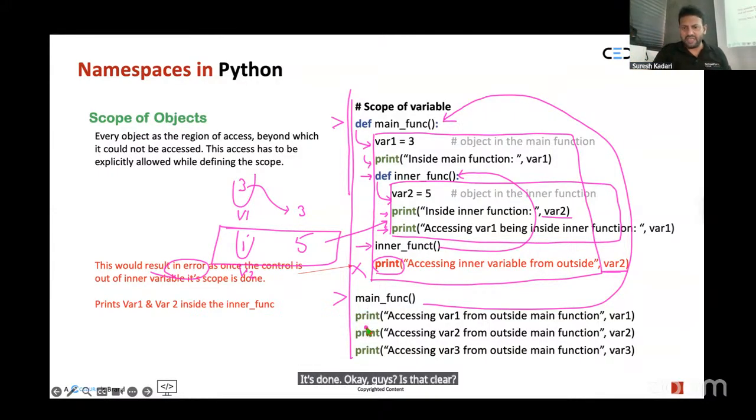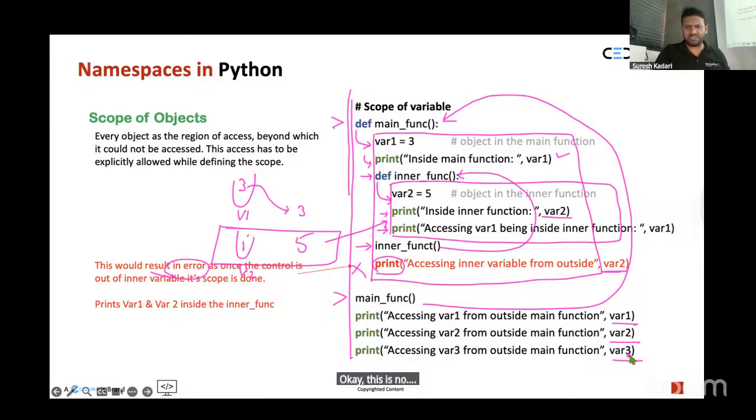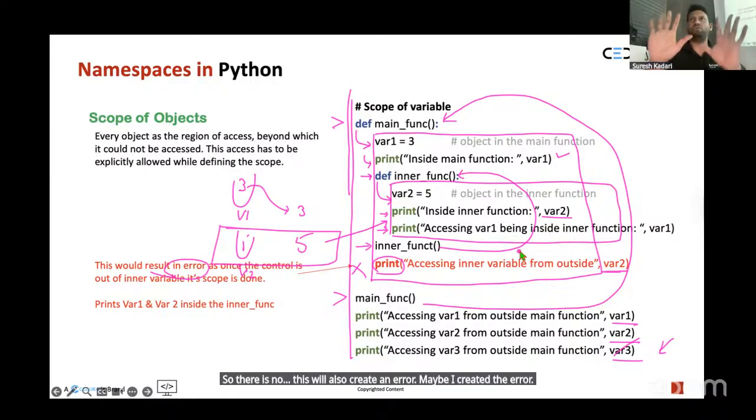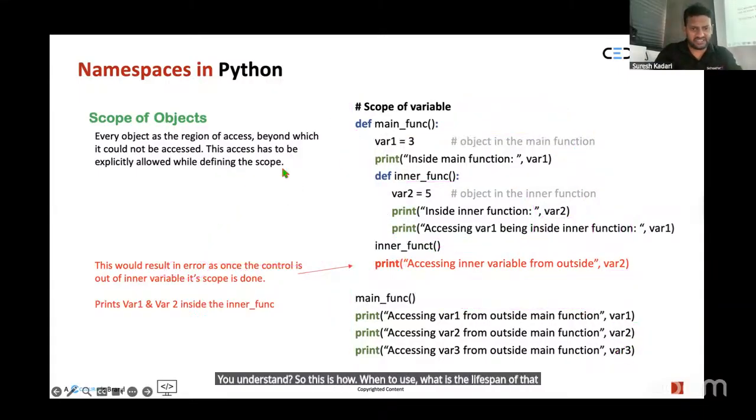Good. Then you come out, var1, var2, var3. So this is fine. This is no. And var3, where is var3? There is no var3. This will also create an error. You understand? So this is how you need to understand the lifespan of each variable. Good, guys? Okay, move on.